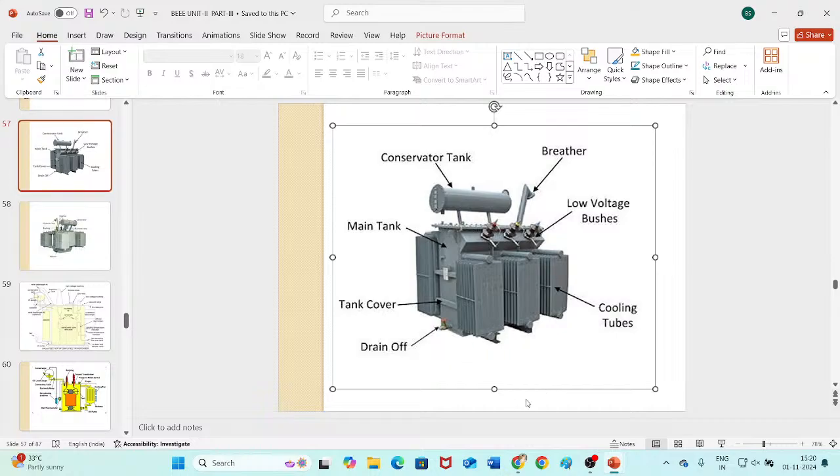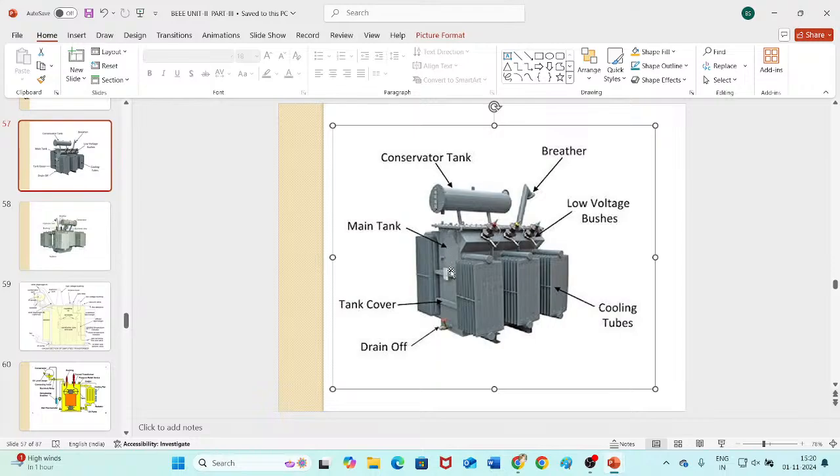Okay then, transformer tank. The transformer tank is for a longer life and better service of the transformer. All the different parts are fixed to the transformer tank, and the purpose of the transformer tank is to provide proper insulation to the transformer core and the windings.